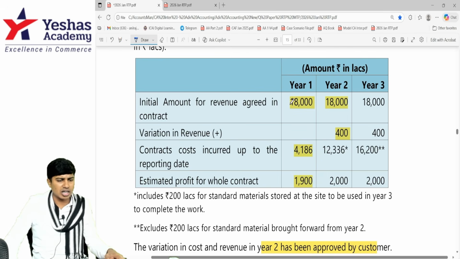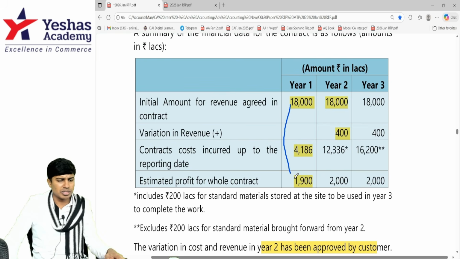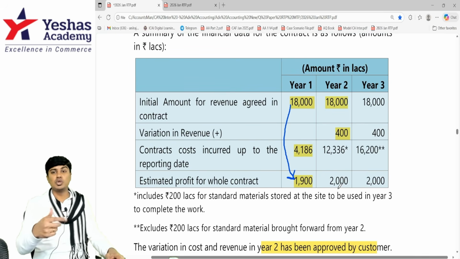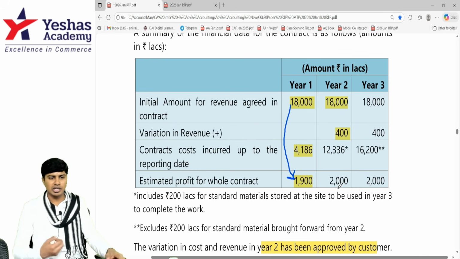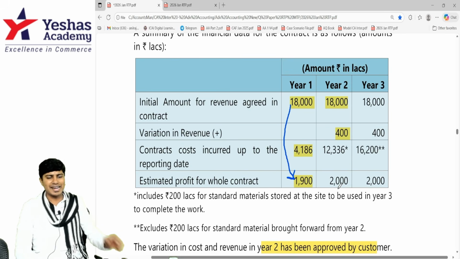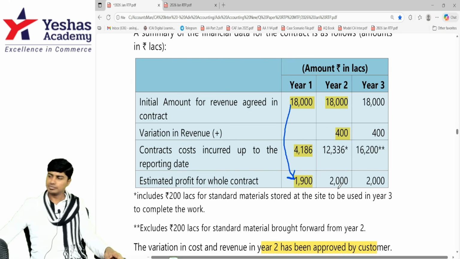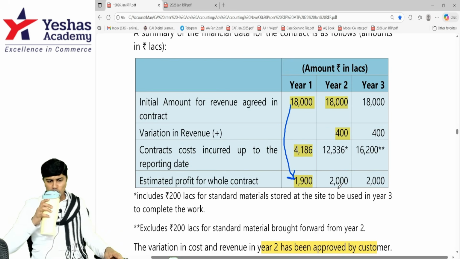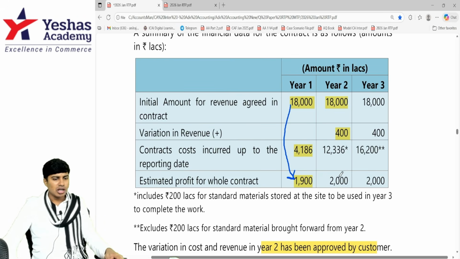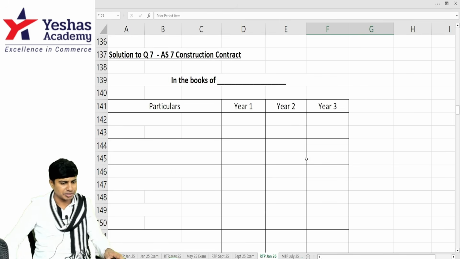So take the contract revenue 18,000. From that you deduct 1,900, you will get the total cost. They have not given the cost to be incurred. Usually they'll give the cost to be incurred. In this they've given the sale price and they've given the profit. From the sale price, if I deduct profit, I'll get cost. Take 18,000, deduct 1,900. 16,100 is the total cost. How much is incurred? 4,186. 4,186 divided by 16,100, if you do, you'll get the percentage of completion.